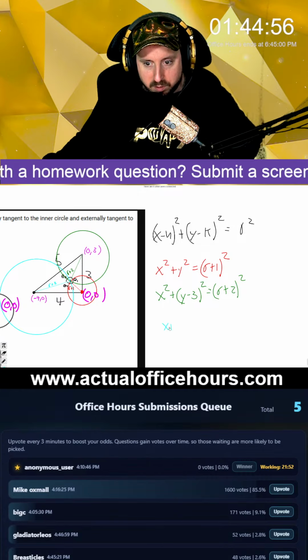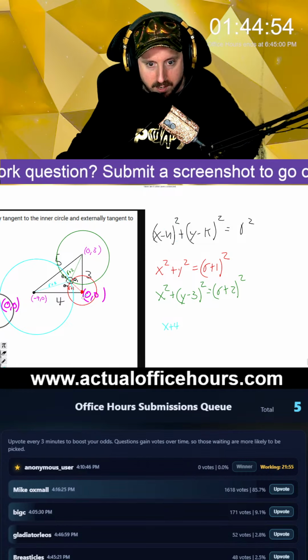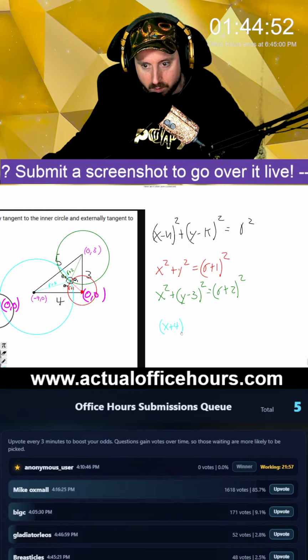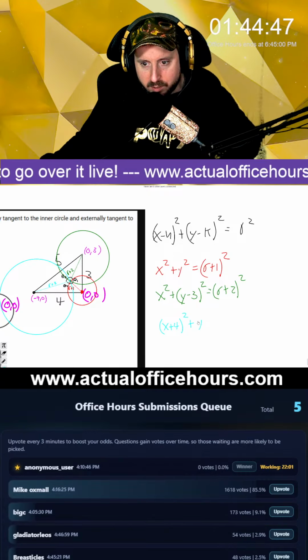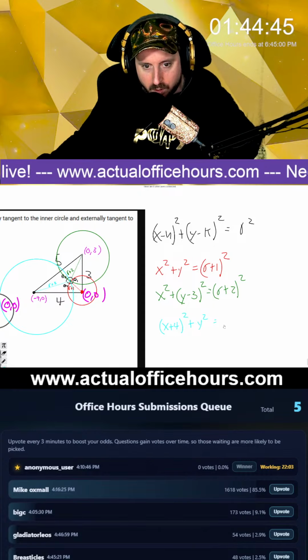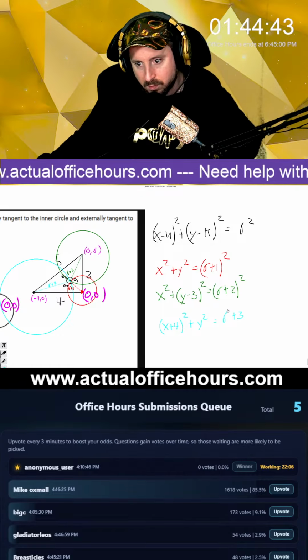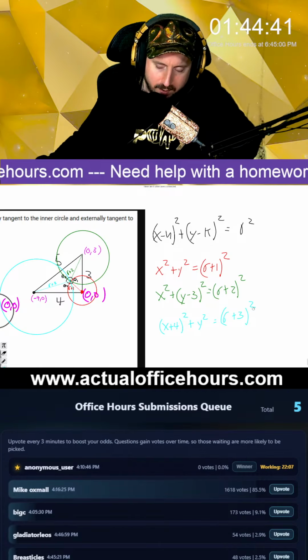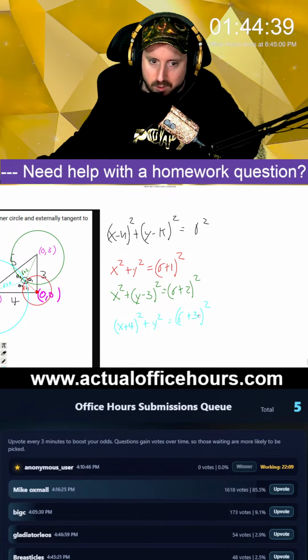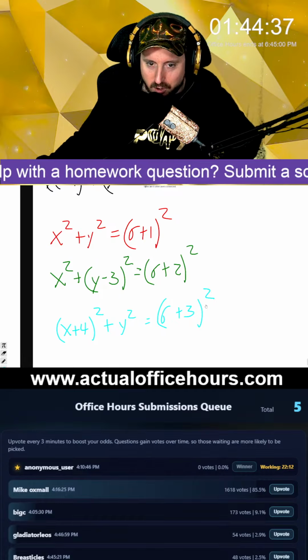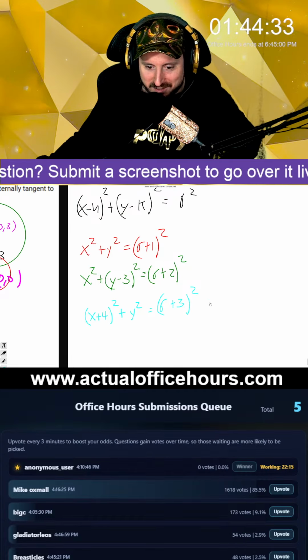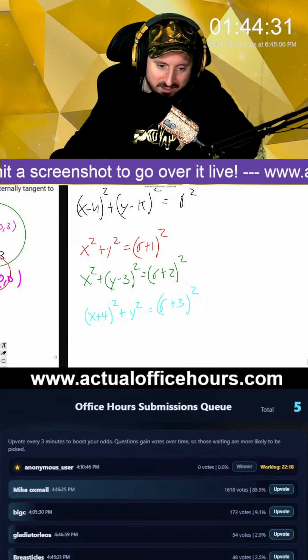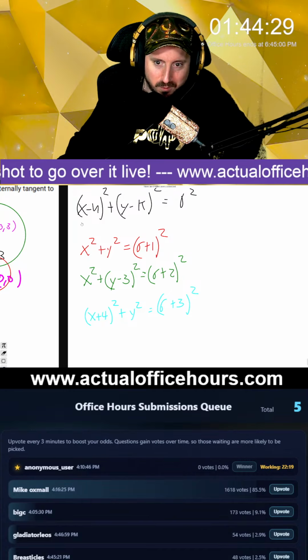This is x plus 4, right? Because it's located at negative 4. So that's going to be plus 4 squared plus y squared is equal to r plus 3 squared. Okay. So now what you do is you solve these 3 equations. So yeah, now you have 3 equations and 3 unknowns. Okay, cool.